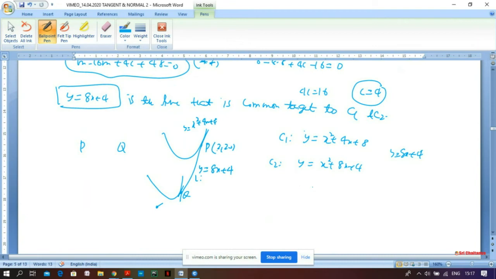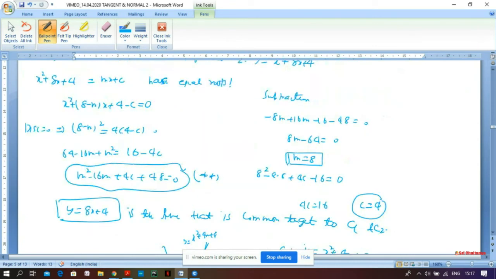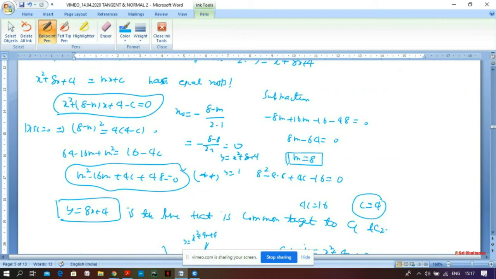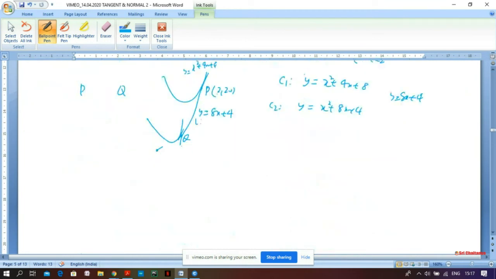And for Q, again scroll back, and we see that it was this kind of thing, x squared. So x naught is minus 8 minus m by 2 into 1. So minus 8 minus m is 8 only, so that is 0. So it means here x naught is 0, and y is x square plus 8x plus 4. That gives you y equal to 4. So you find that at this point Q, this is 0 comma 4. So it means this line L meets one of the curves C1 at 2 comma 20, and C2 it meets at 0 comma 4.